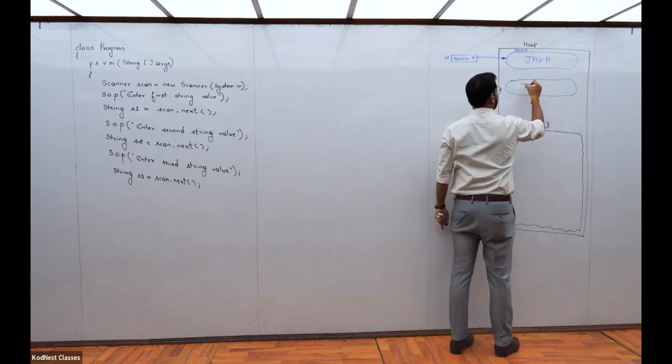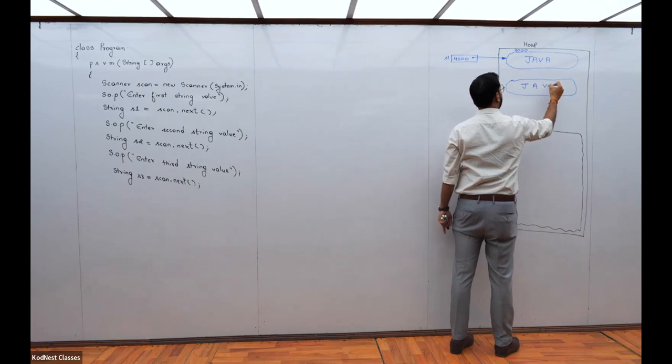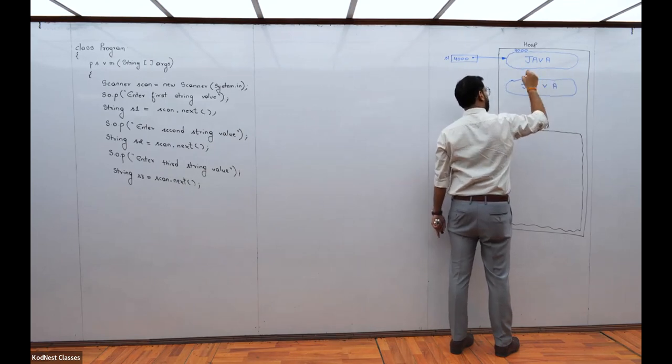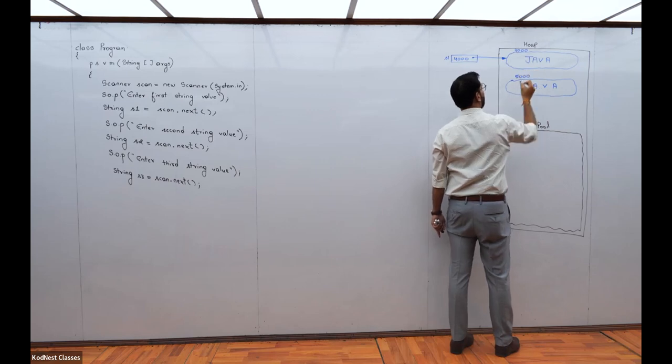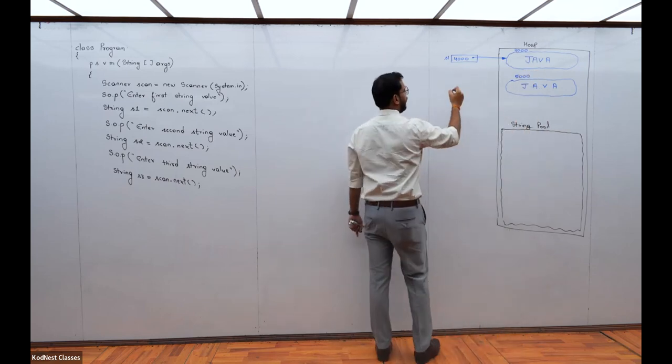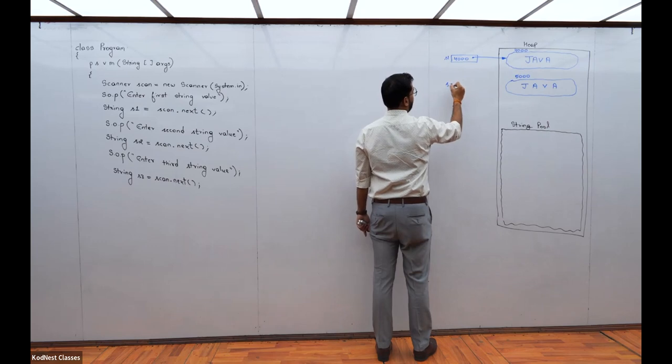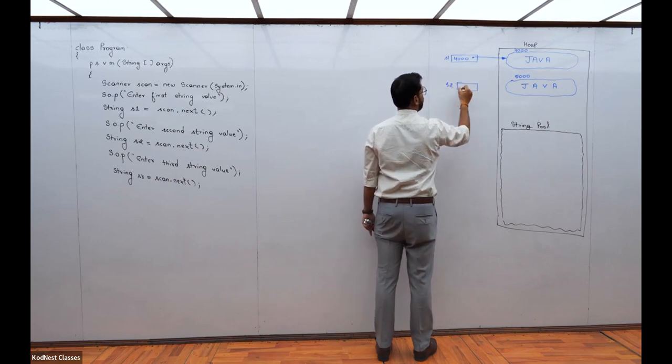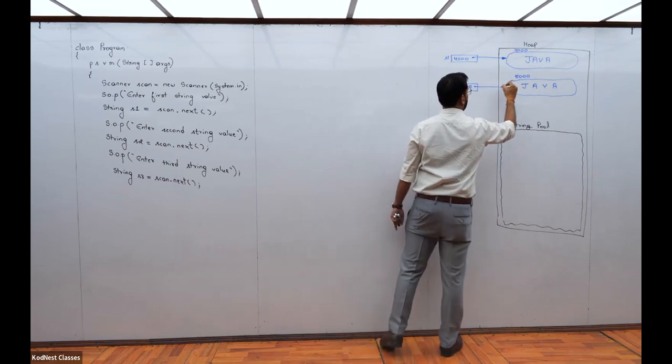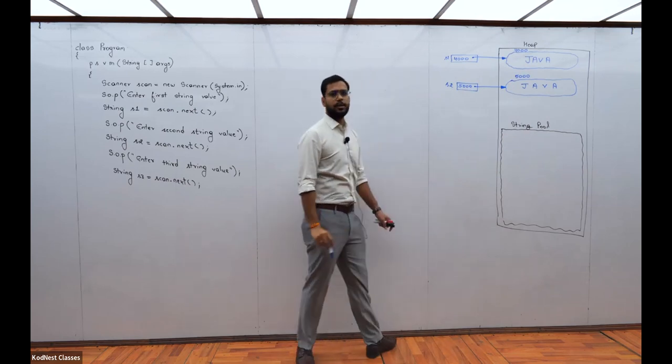So again, one more string will be created, which will be Java, because it is a new object. A new address also will be given. Let us say 5000, and here I will tell in a variable s2 this address 5000 will be stored, and this s2 will be pointing towards the second string object.